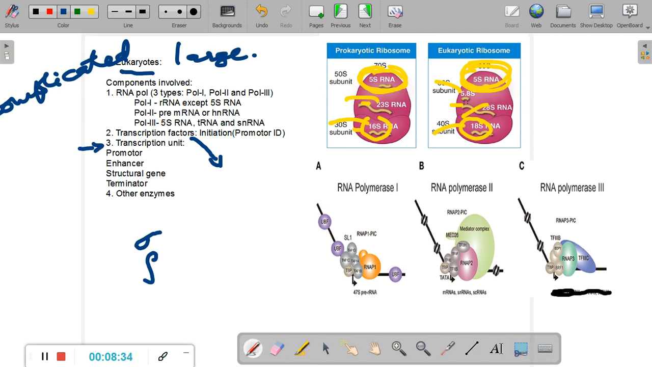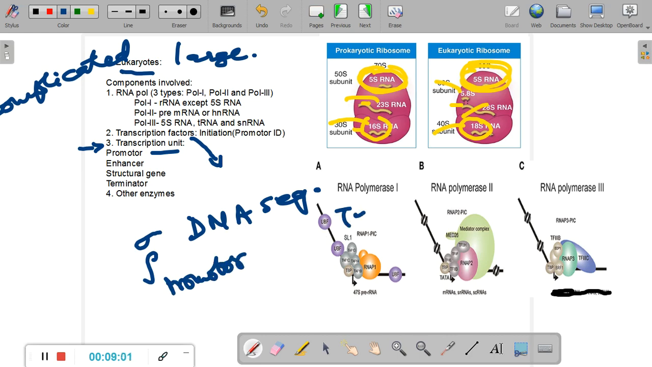The next requirement for transcription in eukaryotes is called the transcription unit. Now, I hope you remember the transcription unit. What is a transcription unit? Let us recall again. A transcription unit is a segment of DNA. And what is the speciality of this segment? This segment is flanked, or guarded, on the two sides. On one side it has a promoter. On the other end it has a terminator.